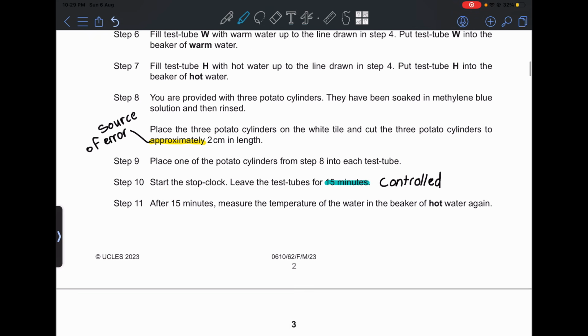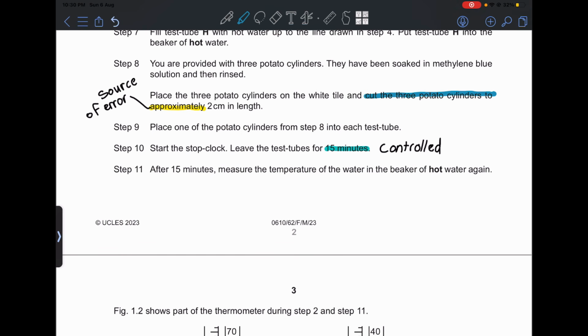Step 8. You are provided with 3 potato cylinders. They have been soaked in methylene blue solution and then rinsed. Place the 3 potato cylinders on a white tile and cut the 3 potato cylinders to approximately 2 cm in length. So, over here there's a source of error. This is because you can't cut approximately, you have to cut exactly 2 cm using a ruler. So this is a source of error if they ask us in the following questions. And also this is something that is a safety hazard over here.